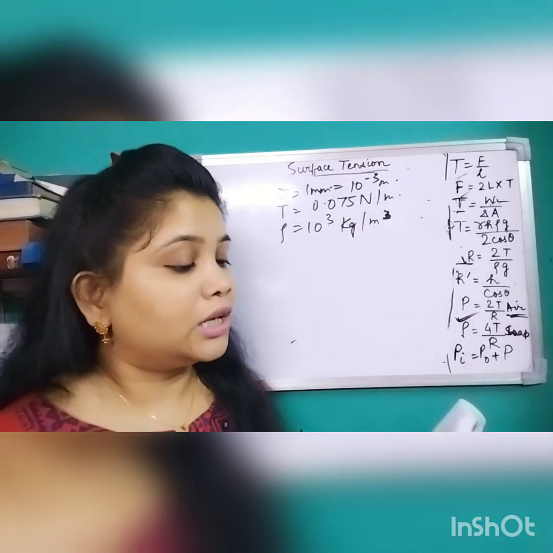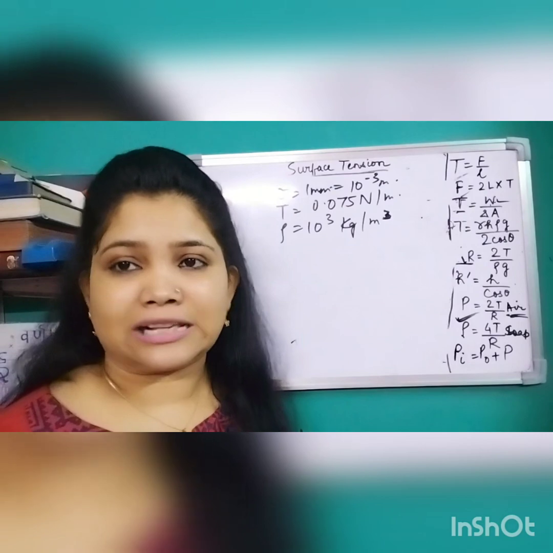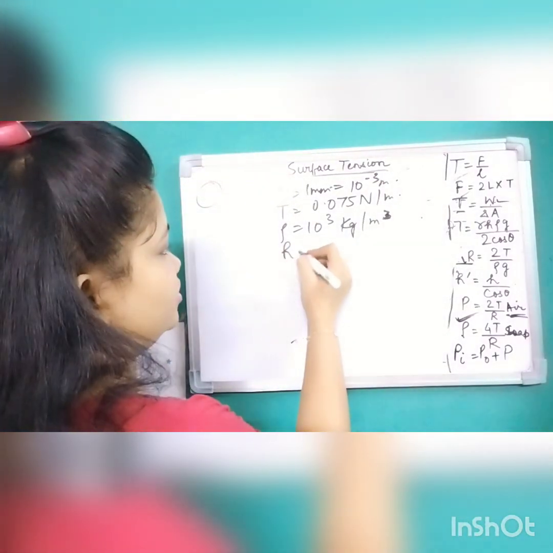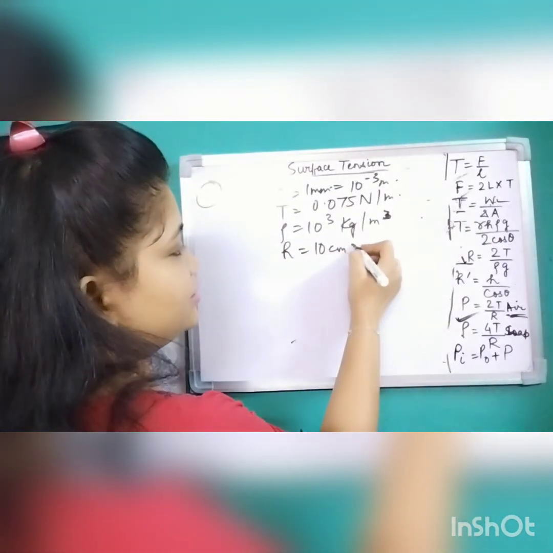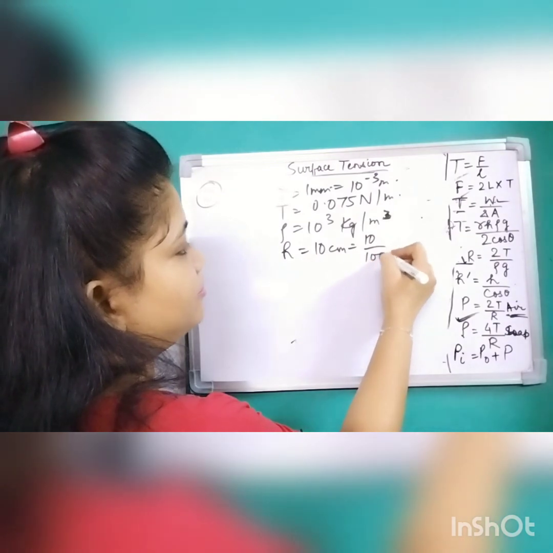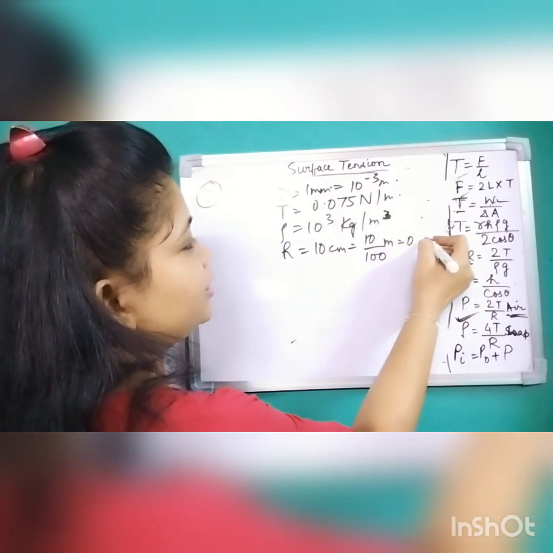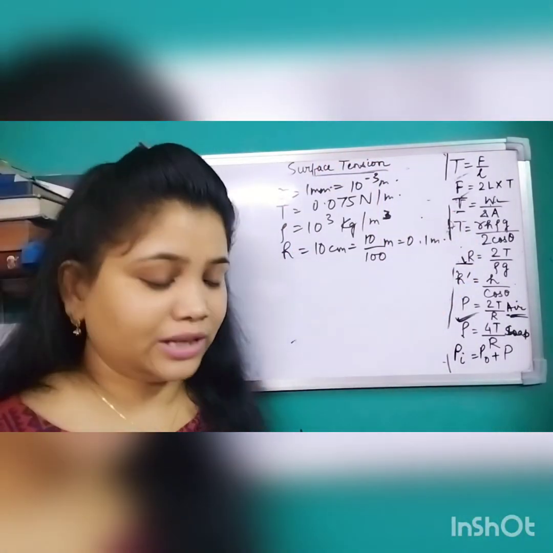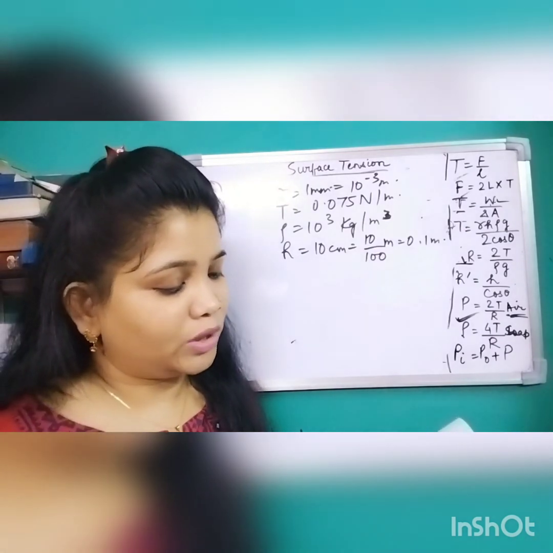Okay. The bubble is at a depth of 10 centimeter. That means H is given as 10 centimeter. 10 centimeter is 10 by 100 meters, which is 0.1 meter. Okay, now done. After that, what else is given?